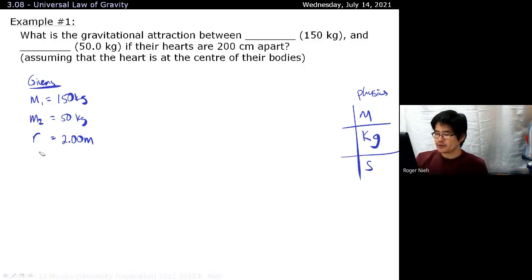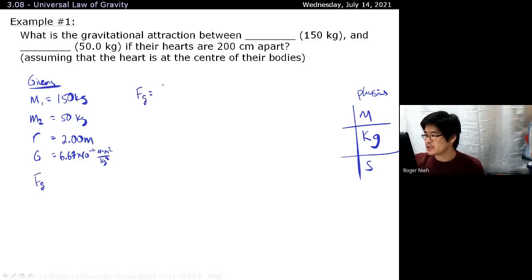Okay, so what we know so far, and yes, we do know the value of G. That's a constant, kind of like 9.81 for the acceleration due to gravity here on Earth. So G is equal to 6.67 times 10 to the negative 11 newtons times meters squared all over kilograms squared. And we're trying to solve for F of G.